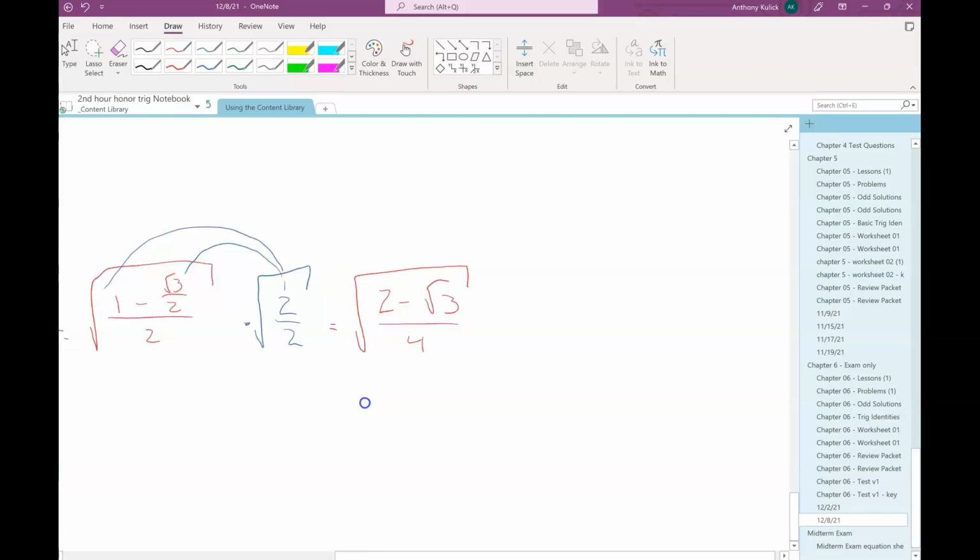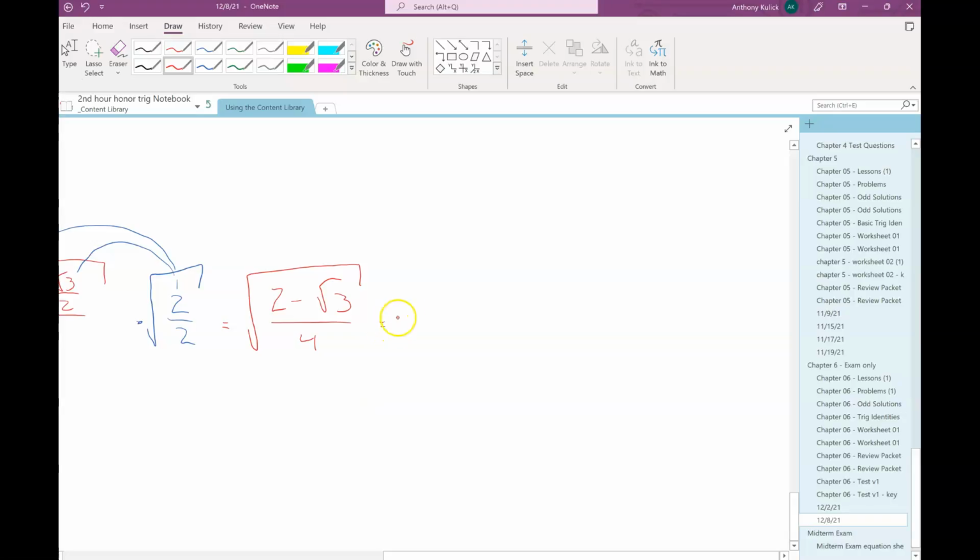This can simplify a little bit, because remember the radical of a fraction is the same as the radical of the numerator divided by the radical of the denominator. And root 4 is just 2. Everybody happy? And that's as good as we can do.